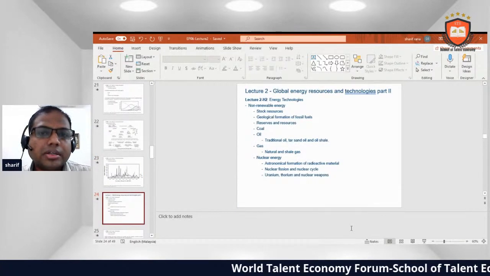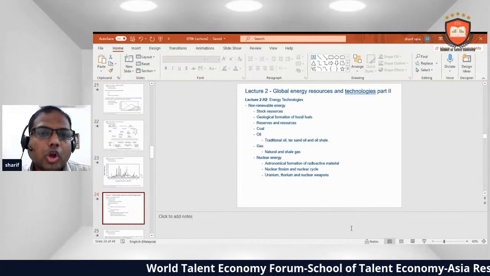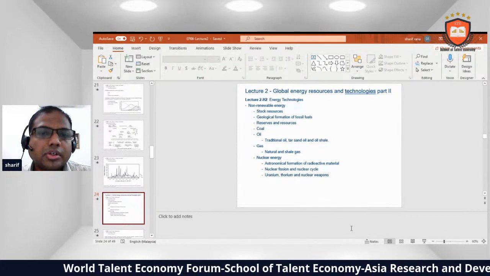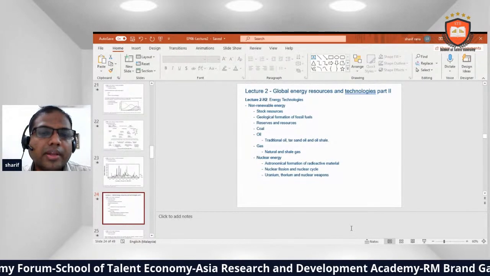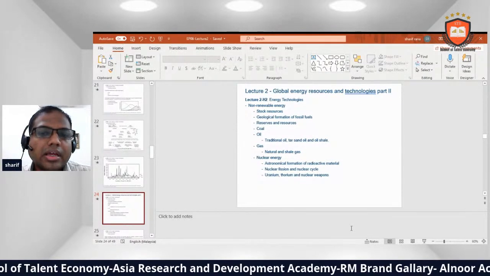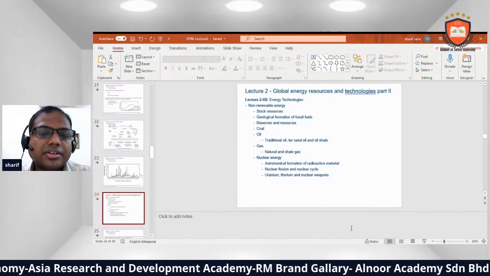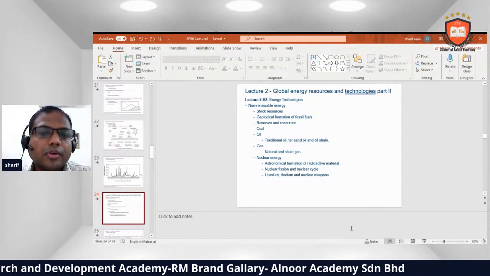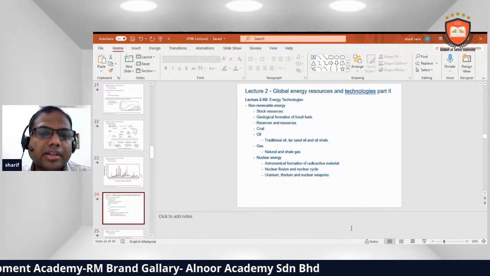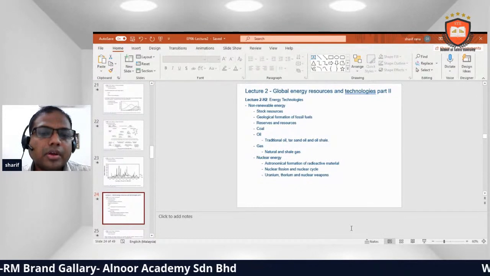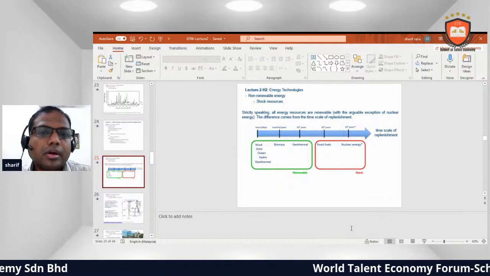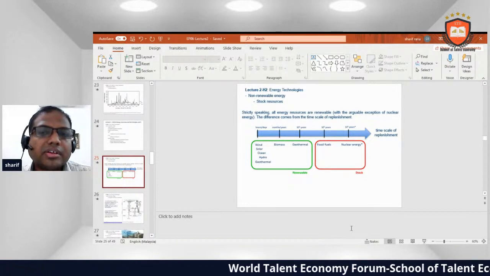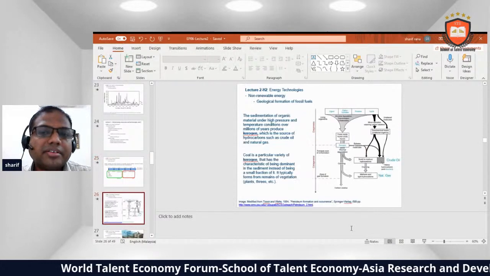Global energy resources: non-renewable energy, stock resources, the geological formation of fossil fuel reserves and resources, coal and oil, traditional oil and tar sands, natural shale gas, and nuclear energy, the astronomical formation of radioactive material, nuclear fission and the nuclear cycle, uranium, thorium, and nuclear weapons. Strictly speaking, all energy resources are renewable. The difference comes from the time scale of replenishment.